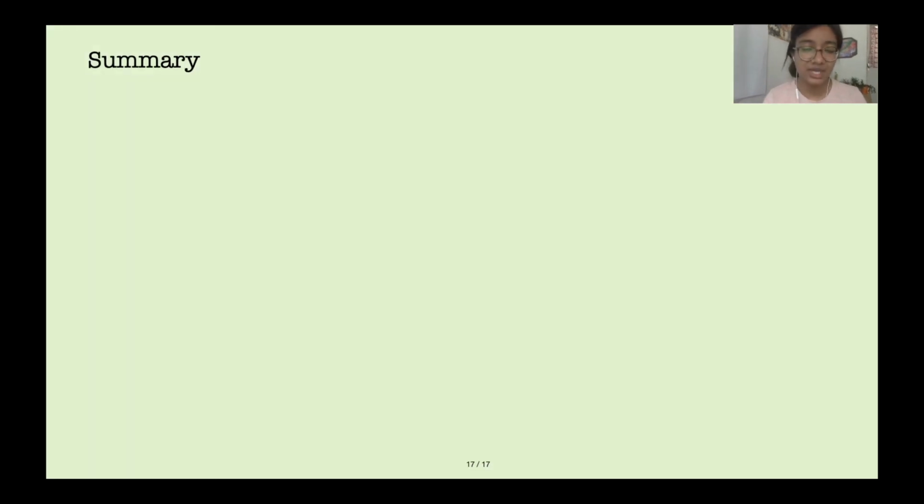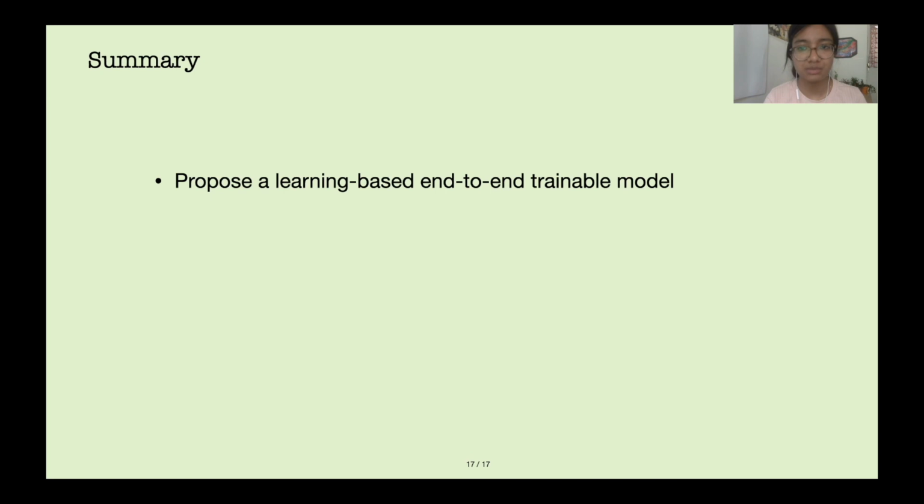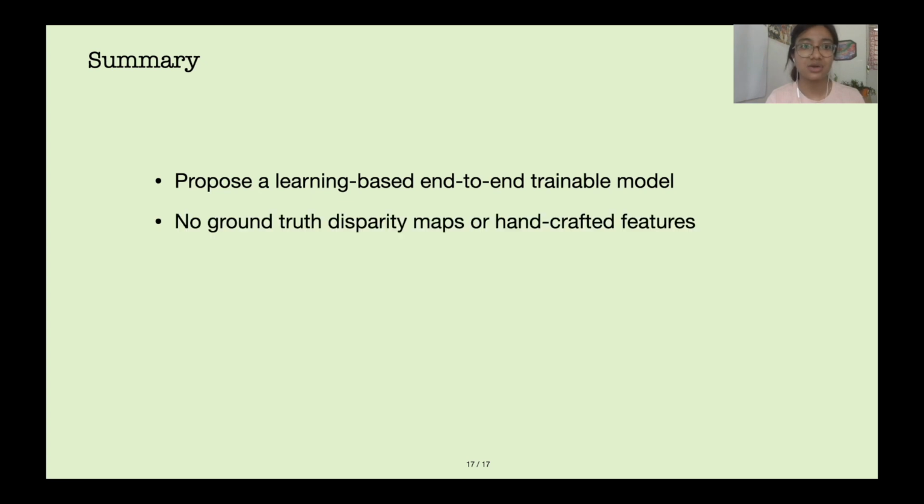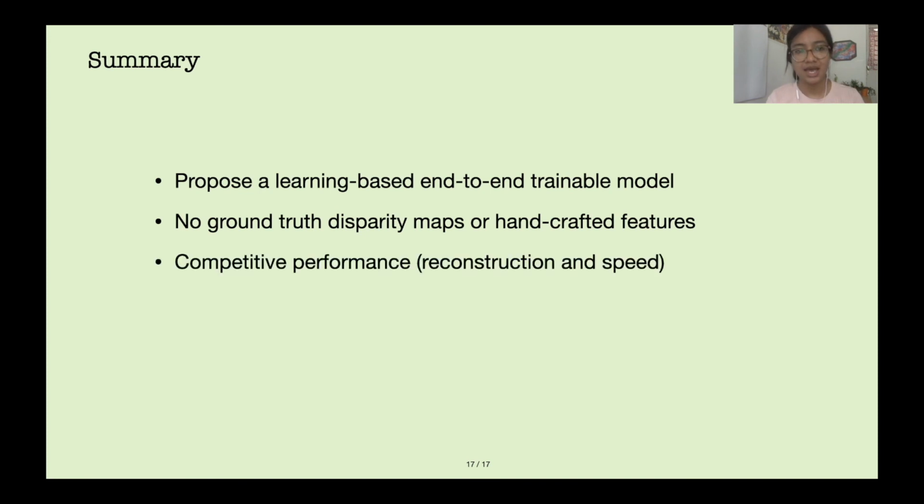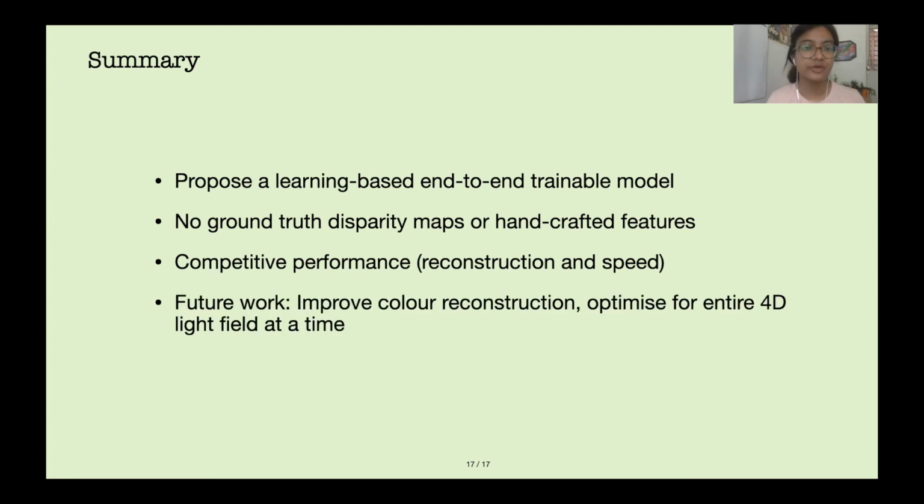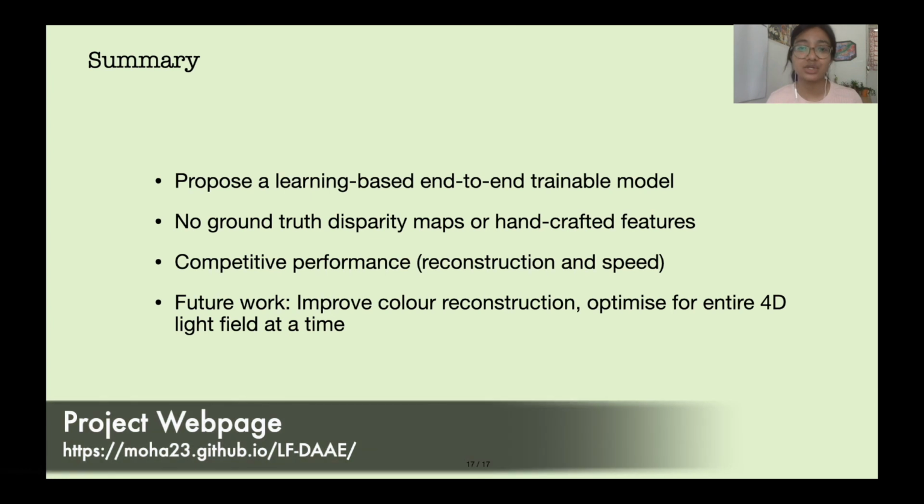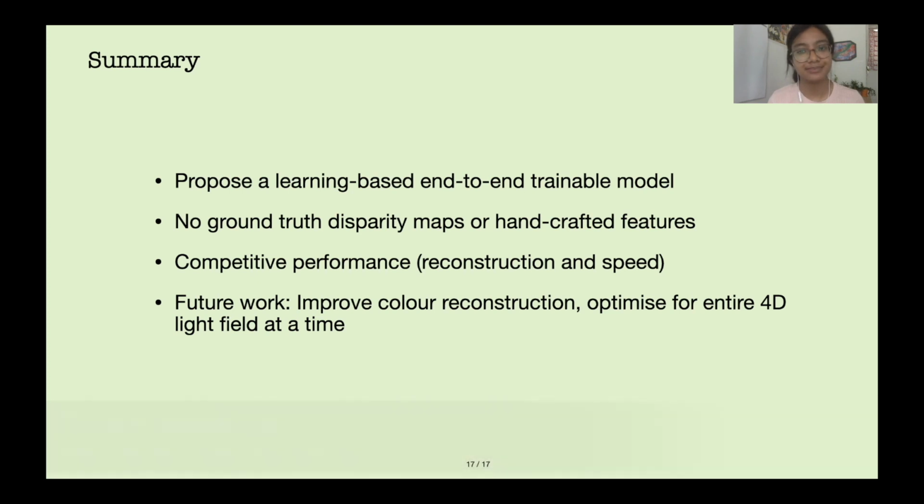To summarize, we have proposed an end-to-end trainable model which learns to optimize for not only pixel-to-pixel distortion, but also learns the structure of the input data without requiring any ground truth disparity maps or handcrafted features, and achieves competitive performance in terms of both reconstruction quality and speed. For future work, we will try to improve the color reconstruction quality and optimize for the entire 4D light field at a time, which should help in reducing the bit rate.